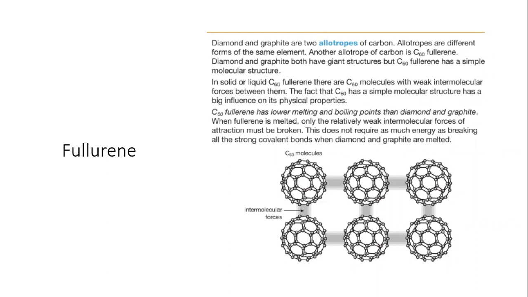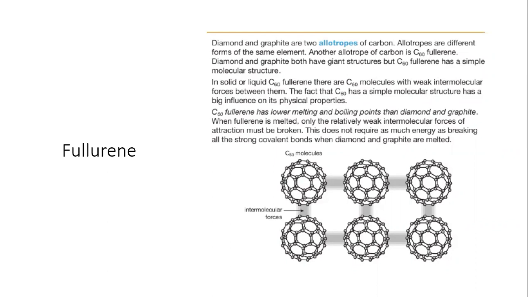Yes, exactly. So the number is given to you, it says C60. So each molecule can only have 60 carbons. So since we have a limited number of atoms, we can't exceed 60. That means that this is a simple molecular structure, not a giant covalent structure.